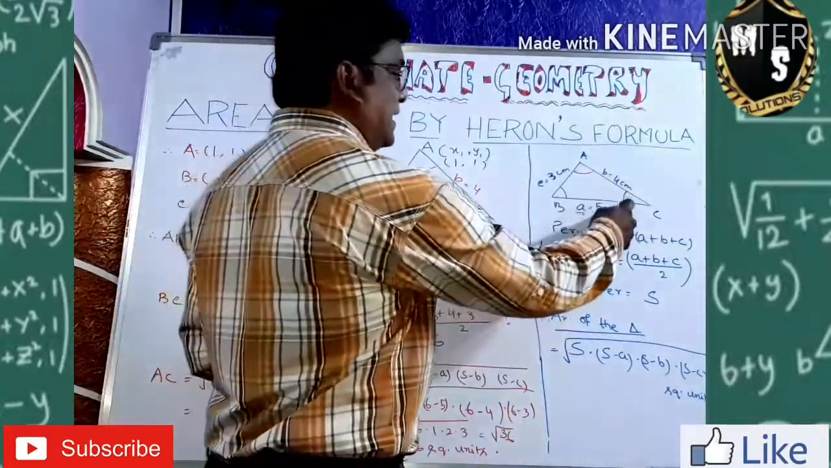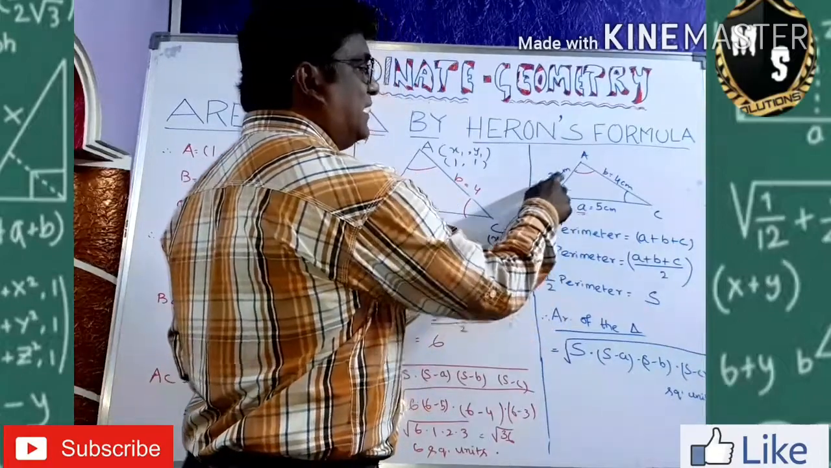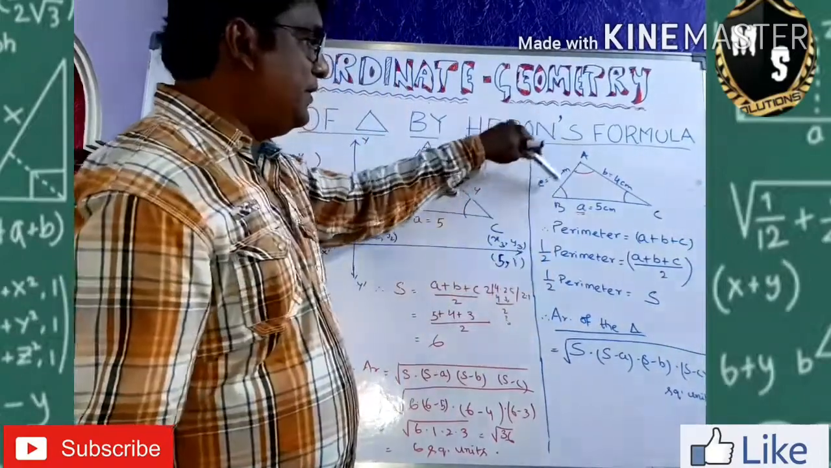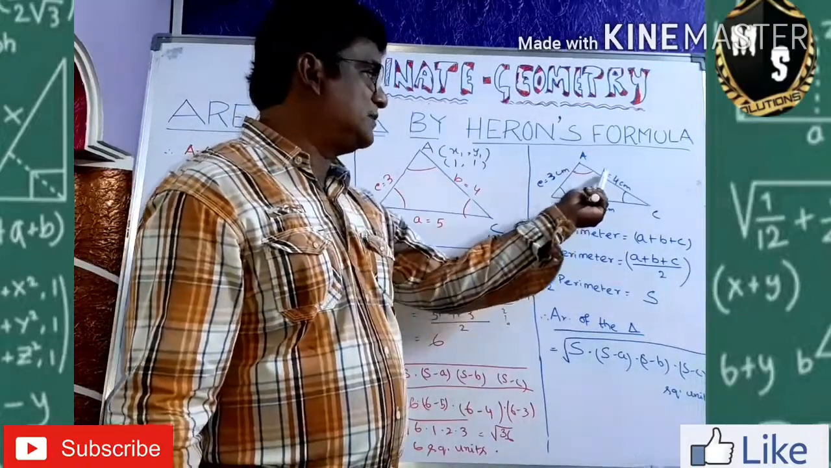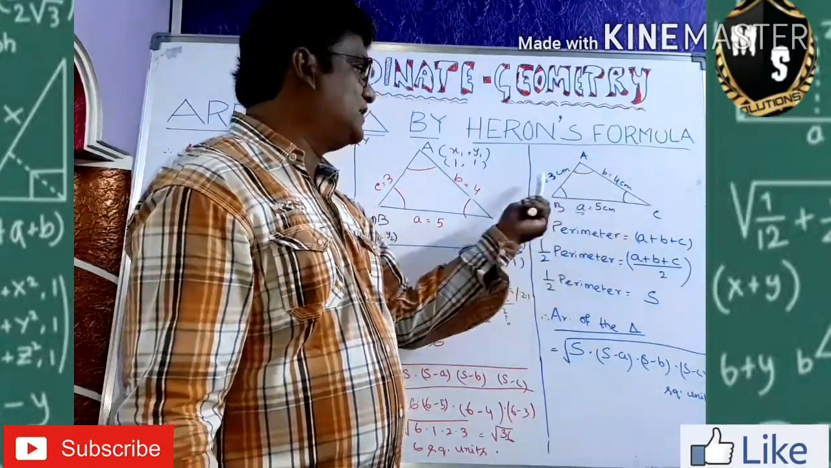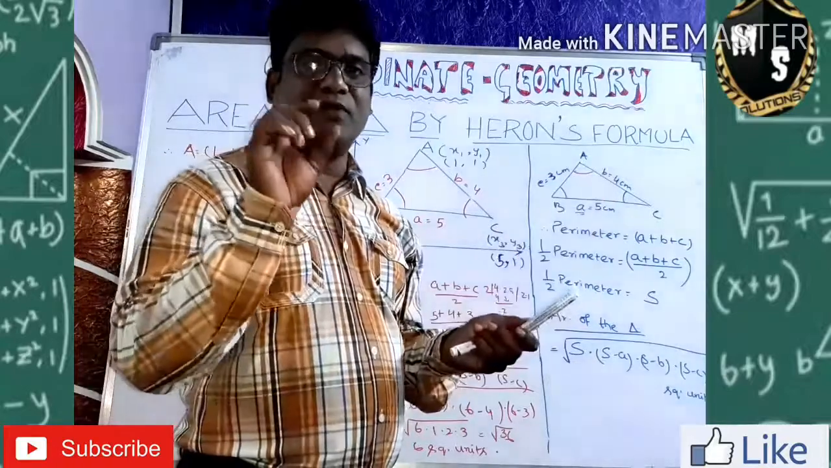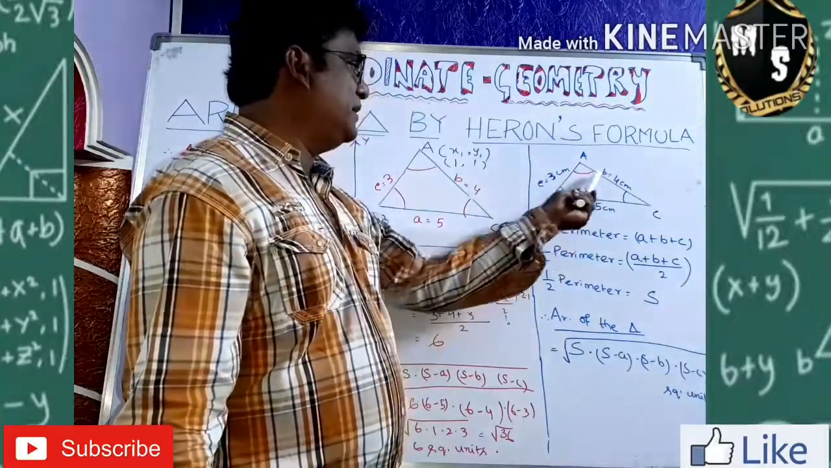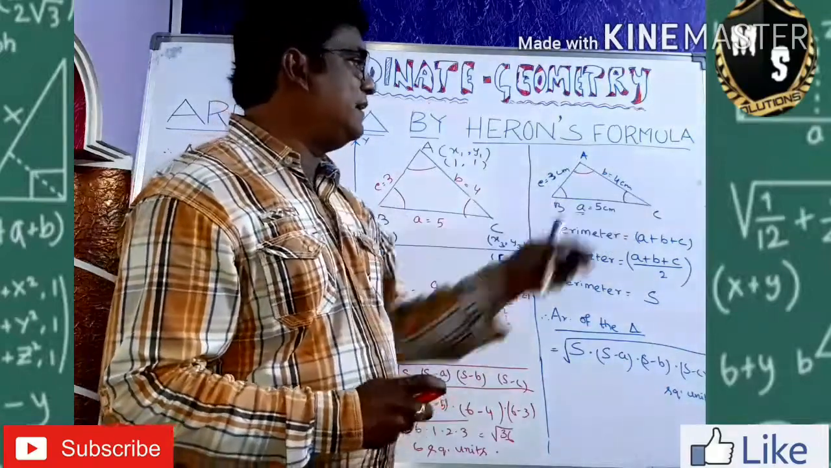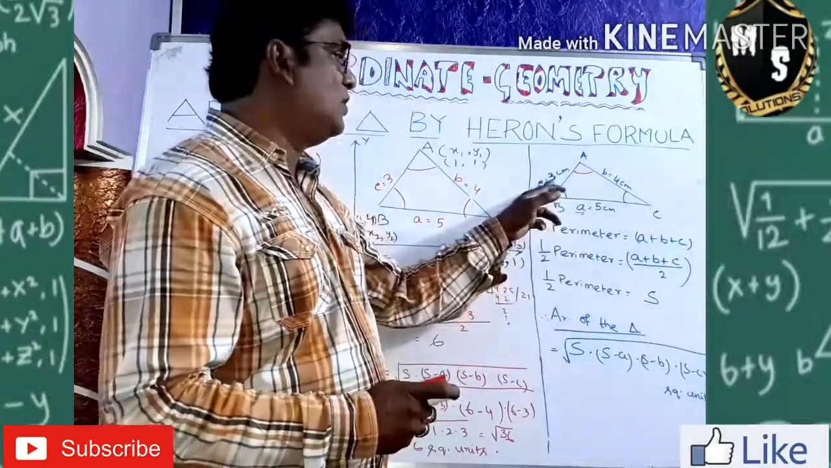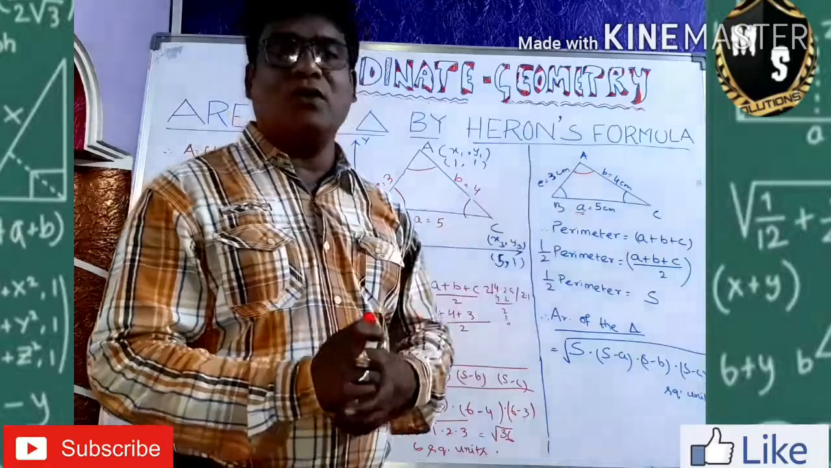Now C angle opposite I took small c. That is, let it be 3 cm, AB. So A angle opposite is small a, B angle opposite is small b, and C angle opposite is small c. That is the symbol for the sides A, B, C. Okay, I hope you understood. And it is a scalene triangle, especially. Why? Because the sides are not equal to each other.